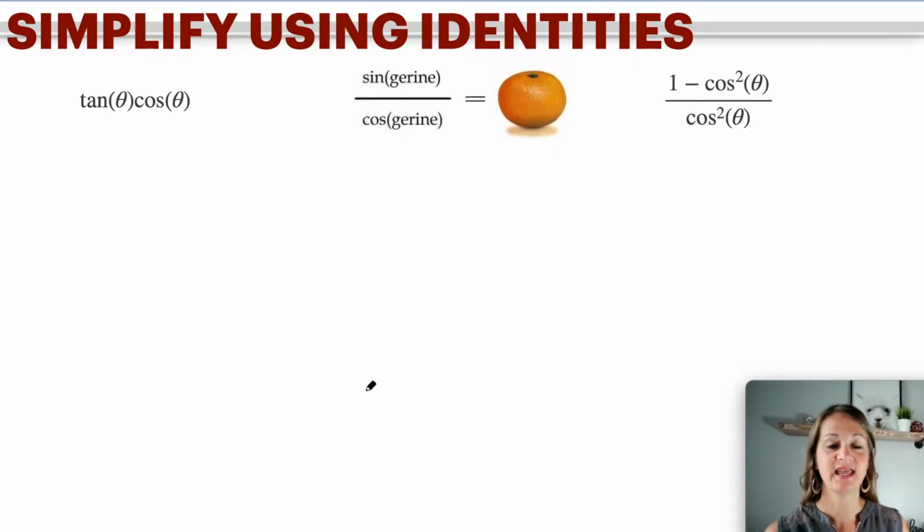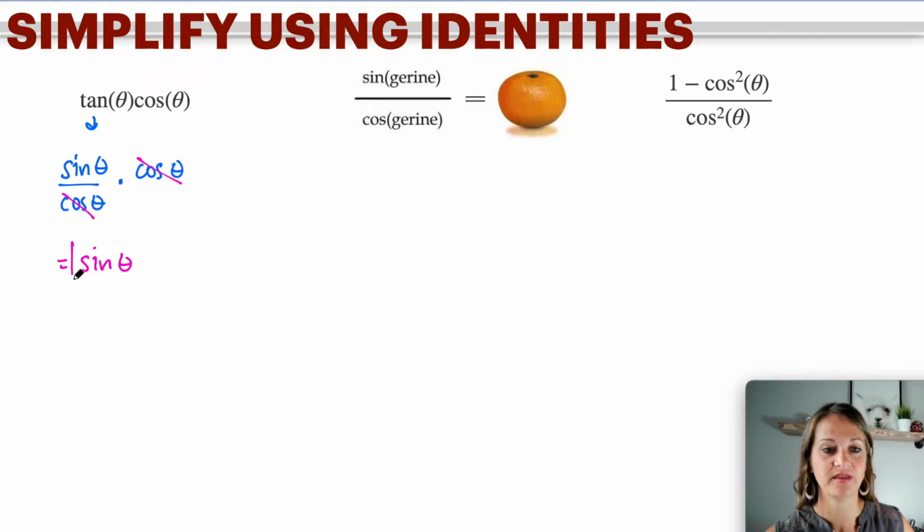In this case, let's try to do this again with tangent times cosine. What we are going to do is take tangent and rewrite it as the quotient identity. And we're going to multiply that by cosine and then see if there's anything that cancels. There's a cosine in the denominator and numerator. They cancel, leaving you with what is left, which is sine of theta.